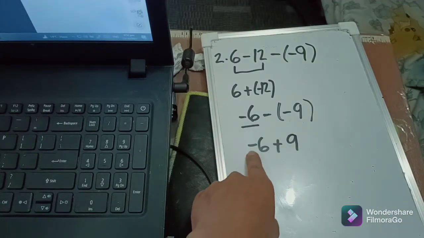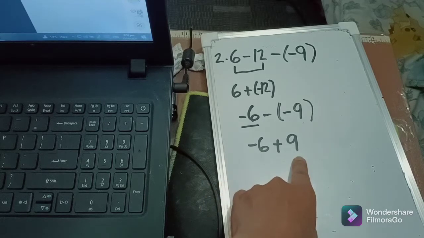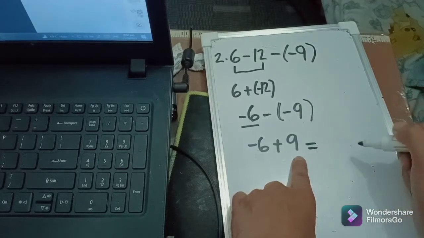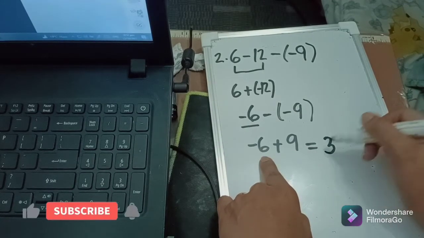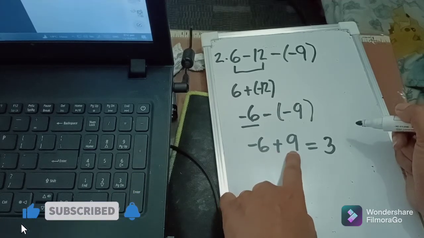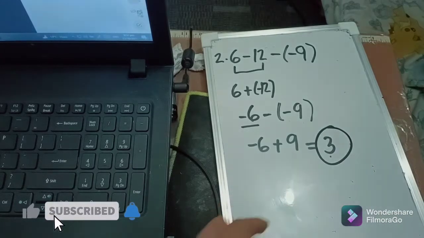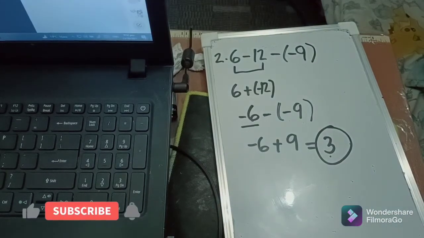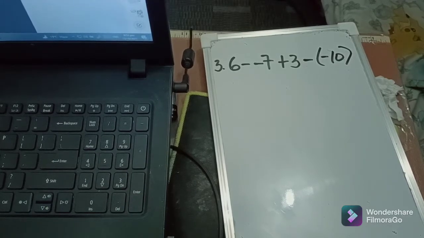So, now, we have here 2 integers with unlike signs. So, what are we gonna do? 9 minus 6, that's gonna be 3. Copy the sign of the bigger number or integer. So, 9 is bigger, it's positive, so our answer is positive 3. Okay? Okay, let's have another example here.